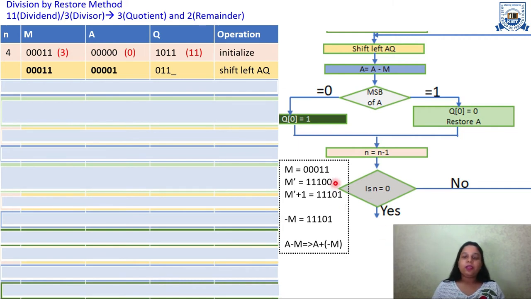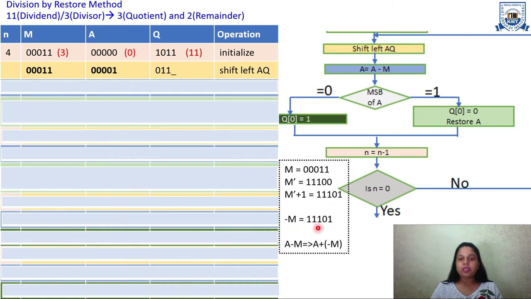Now to evaluate minus M, we need to take the 2's complement of M. And what is the formula to evaluate the 2's complement? It is M bar plus 1. So first of all we will evaluate the complement of M, that is M bar. What is M bar? All ones will be converted to 0 and all zeros will be converted to ones. So this will be the value of M bar. Then we need to add 1, and after adding 1 to 11100, it will be 11101.